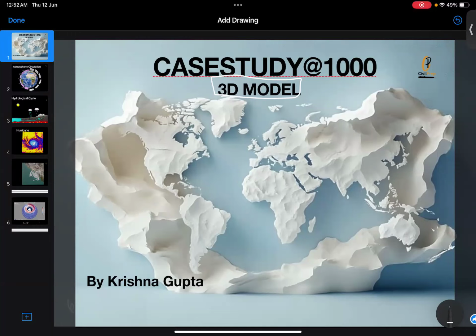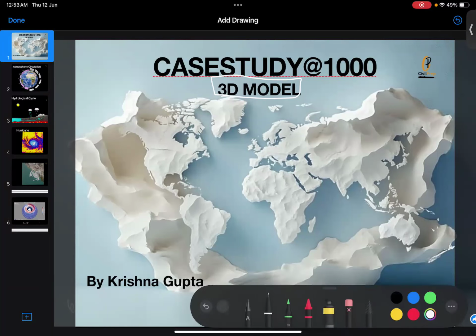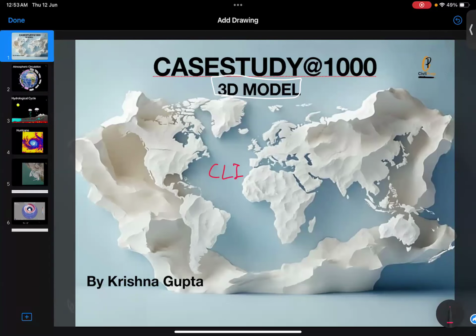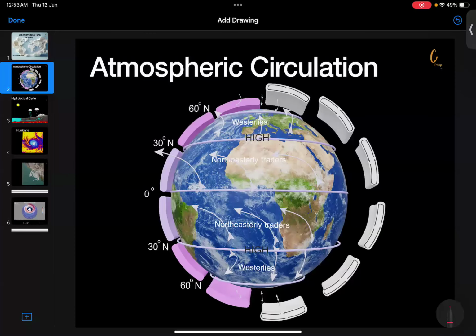Now what we can see here is that we have seen certain topics from geomorphology. Today I'll be covering certain topics from the climatology part. This is the second important topic from geography optional, that is climatology. So starting with the topic here, I'll be starting with atmospheric circulation.